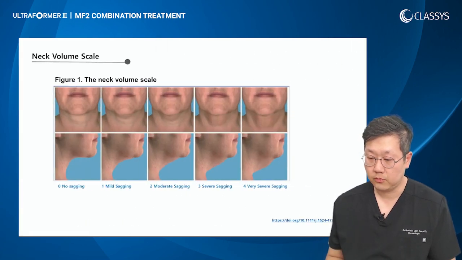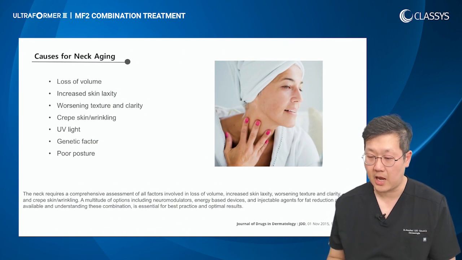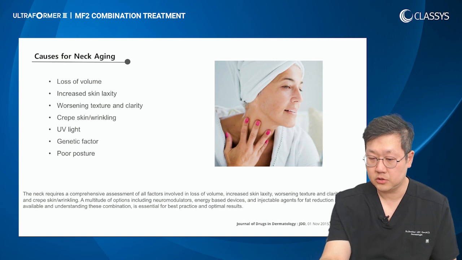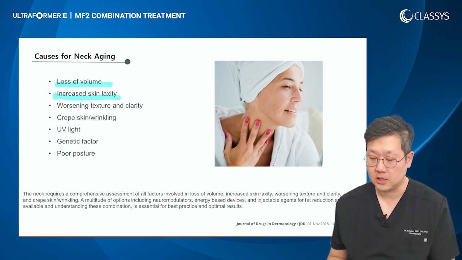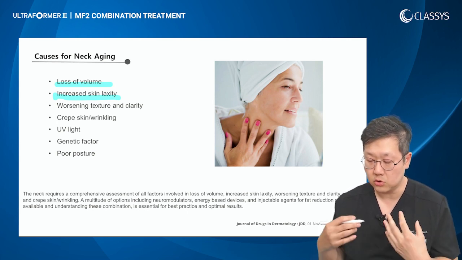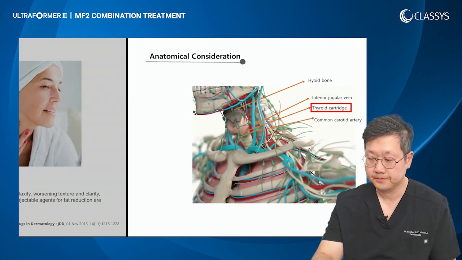So we have different kinds of volume scales for the neck, but the most important causes of the aged-looking neck are, firstly, loss of volume, and secondly, increased skin laxity. With these causes of neck aging, we will see much more aged-looking faces and aged-looking necks all around the body. So how can we treat them?